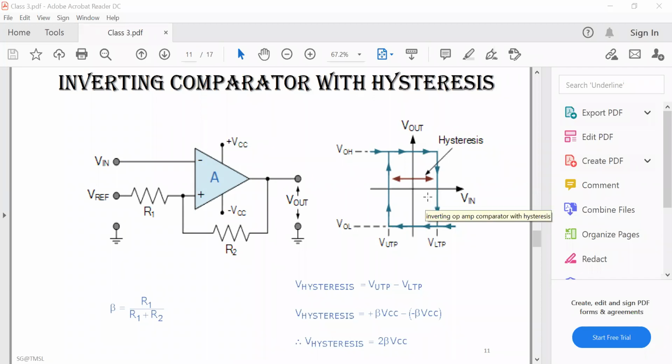Okay, sorry for this interruption. So now this causes the comparator output to change state, becoming low. After that it creates the VOL, this point, lower voltage, which is equal to the negative saturation voltage, and hence it creates the lower trip point also. This point is called the lower trip point.